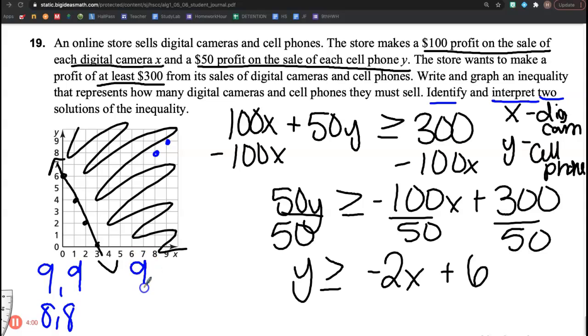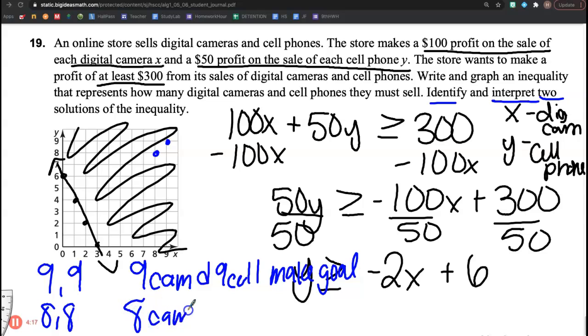that's $900. 9 cameras and 9 cell phones. Can I just use 1, 1? No, you can't, because it's not in the shaded area. 8, 8 would be 8 cameras and 8 cell phones. I would make my goal.